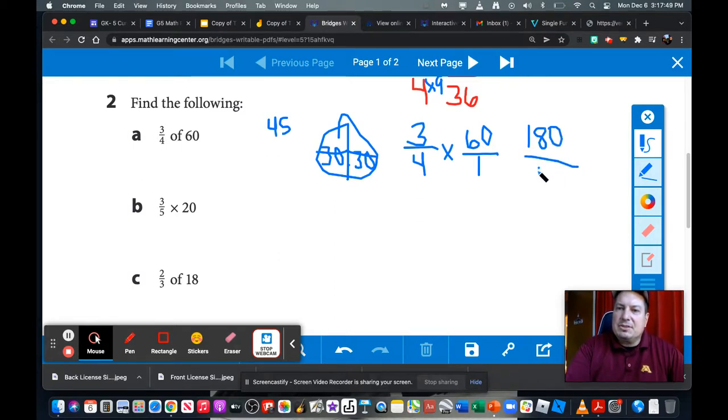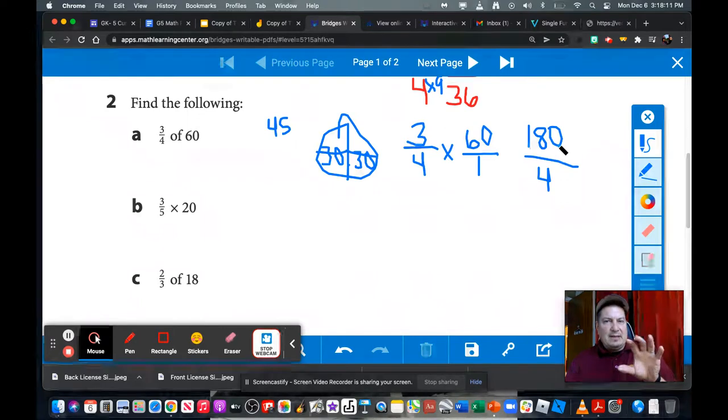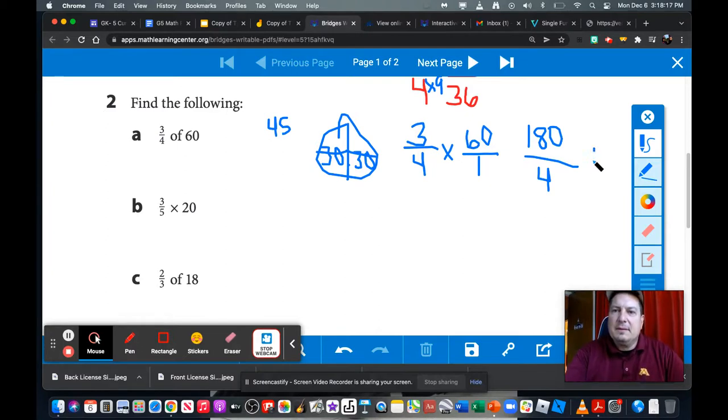So now you have to ask yourself, how many 4s fit into 180? Well, 4 times 10 is 40. 4 times 20 is 80. 4 times 30 is 120. 4 times 40 is 160. 4 times 50 is 200. That's too much. Half of 40 is 20. So if I get to that 160 level and I've had 40, and I go half of the 10, which is 5, I'm going to get 45.